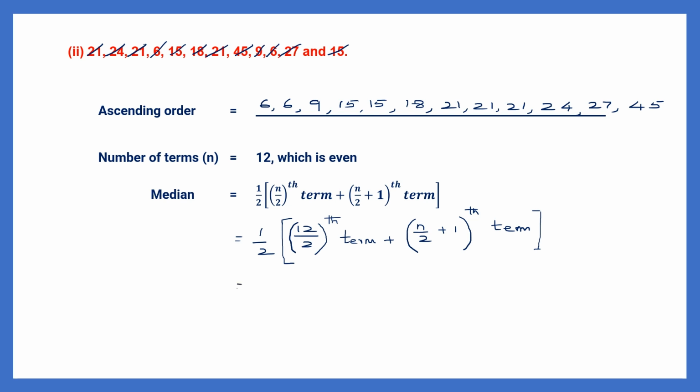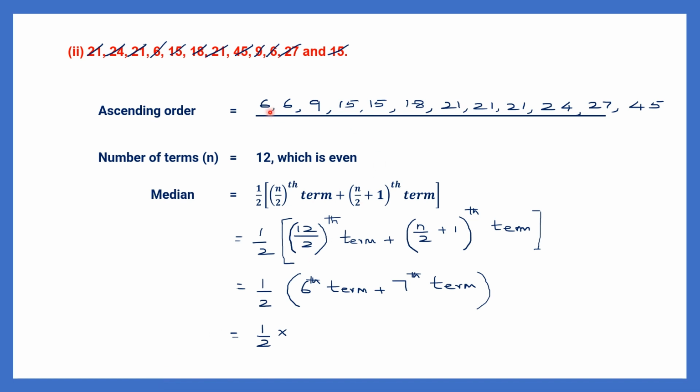So 1 by 2. Now 12 by 2 is 6. So that means we're talking about the sixth term plus the next term. 6 plus 1 is 7. That is the seventh term. So we're looking at the sixth term and the seventh term here. So here the next step is 1 by 2 into the sixth term. So which is the sixth term?